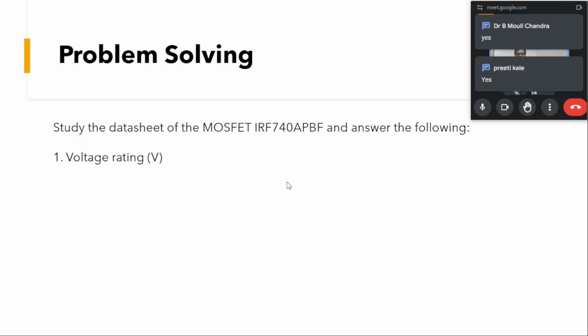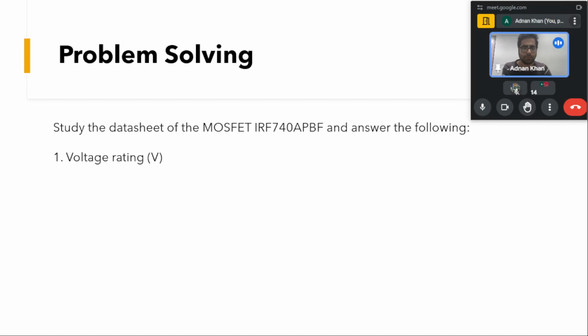So coming to the problem solving, there will be an assignment given to you. A data sheet will be given of some component or part, and you have to answer certain questions from this data sheet. So the question is: study the data sheet of the MOSFET that has been given. The part number is given here, IRF740APBF, and answer the following questions.